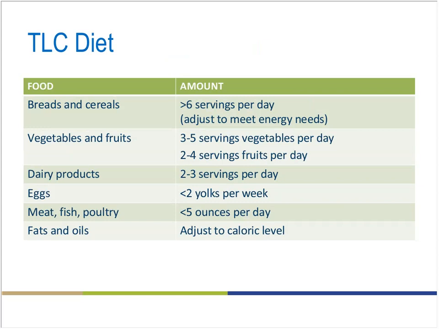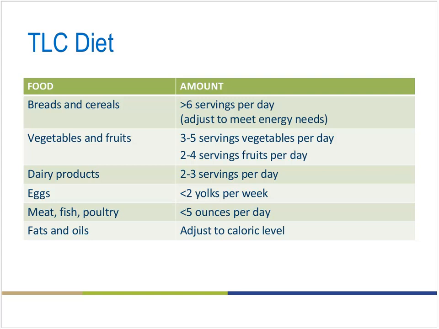Whole grain cereals, greater than 6 servings. So it's higher in carbohydrates, high in fruits and vegetables, so it's 3 to 5 servings of vegetables a day. Those are a half a cup of cooked vegetables, or a cup of uncooked vegetables would be a serving, and then your fruit, a small piece of fruit, 2 to 4 servings a day. Dairy products, low-fat dairy products, 2 to 3 servings a day. On this one, they're restricting your eggs: you can have egg whites, but they don't want you to have more than 2 egg yolks per week.